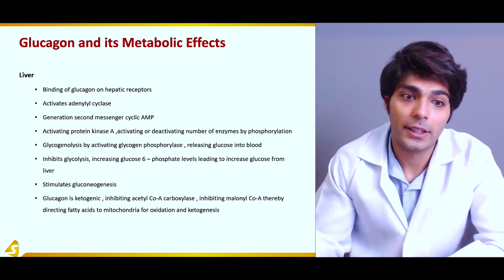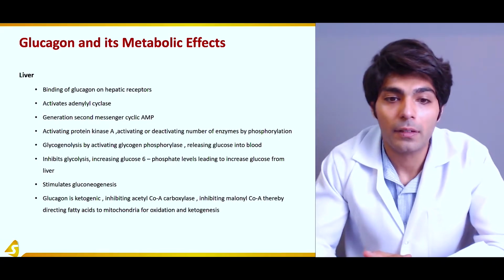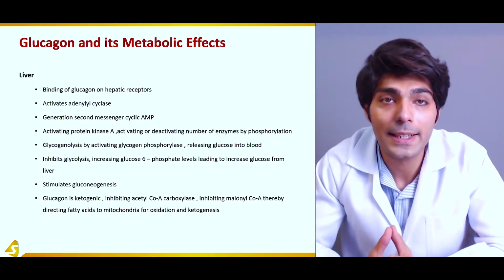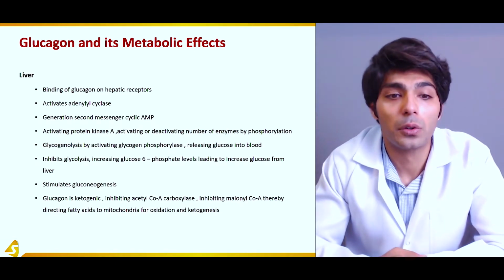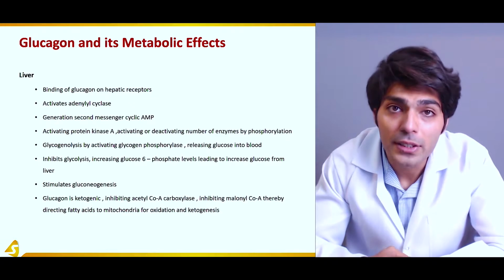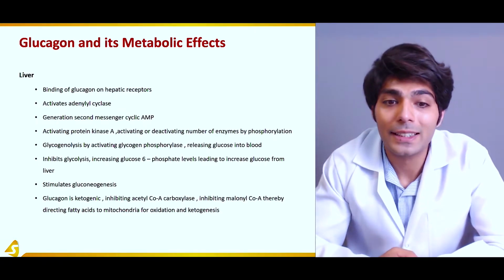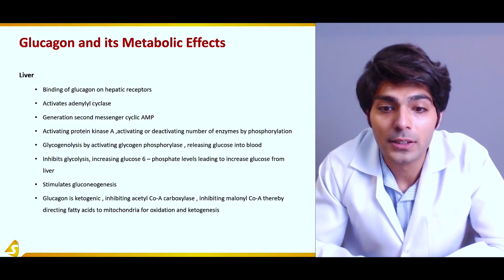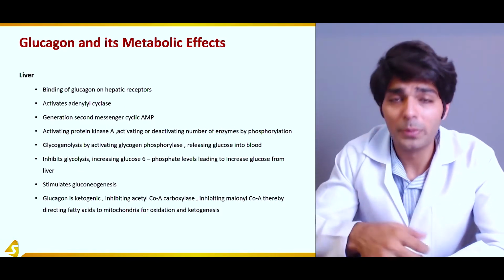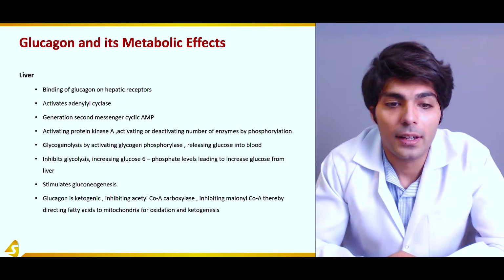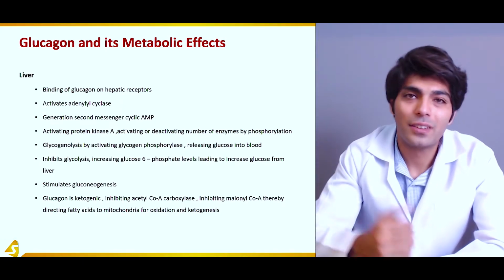When the insulin is secreted, now it becomes activated with the help of glycogen phosphorylase, and the glycogenolysis occurs, and there is releasing of glucose into the blood and inhibits glycolysis, increasing the glucose 6 phosphate levels, leading to increased glucose from the liver. So it stimulates gluconeogenesis. With the help of amino acids, glucose is formed.